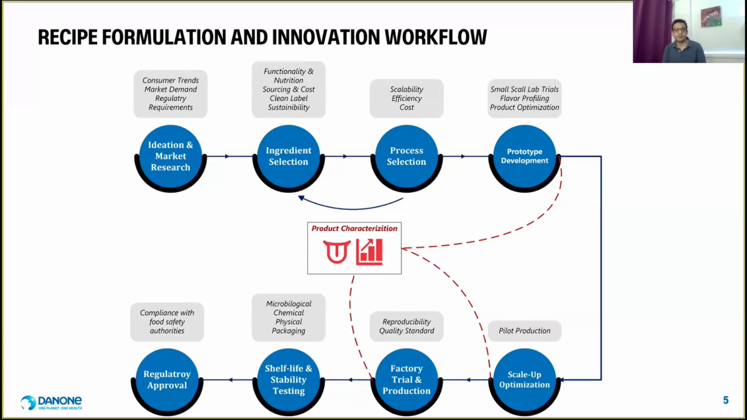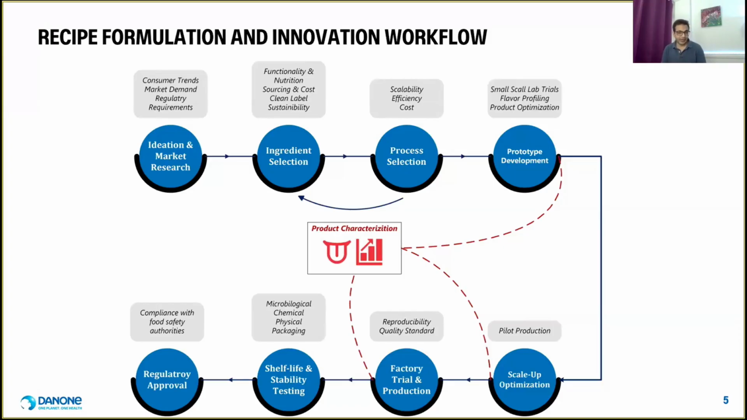The next step is prototype development, which we mainly do at our labs in R&I centers. This is where we run our small scale lab trials. We do our flavor profiling and we optimize certain processes, or we go back to the first step and choose a different ingredient. Once that is done, we go to our pilot plants where we look for scalability of the product. Then finally, we do factory trials. Once all of this is done, the last step before we can put the product into market is shelf life and stability testing. Certain types of product require regulatory approval, but not all of them, so it depends on the type of product.